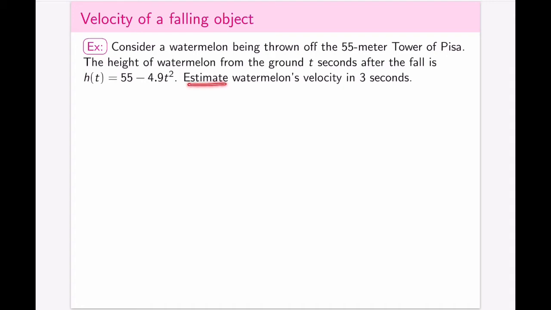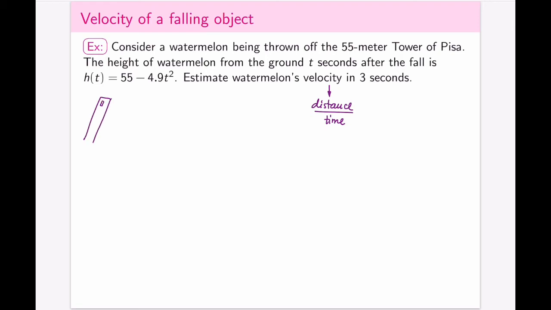This question asks to estimate the watermelon's velocity at 3 seconds. So in general, you might remember from physics or simply by thinking about units, velocity is measured, let's say, in kilometers per hour, kilometers being the measure of distance and hour being the measure of time. Velocity in general is distance over time. So with this in mind, how can we utilize what our function here represents? Let's maybe draw a little picture to better understand what this is referring to.